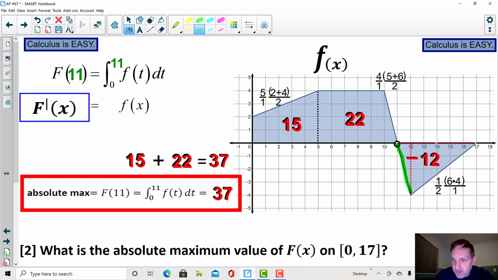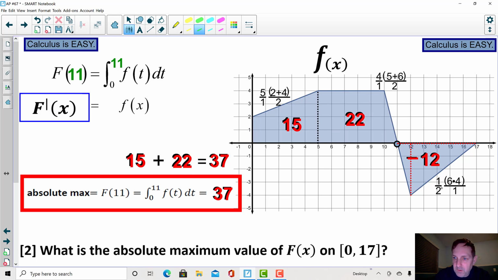Okay, for this bottom triangle down here, we're getting an area of negative 12. The reason why it's negative is because you're below the x-axis. So for an integral, that would be negative. But I'm calculating the area by doing the area of a triangle.